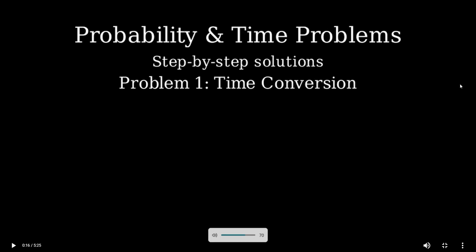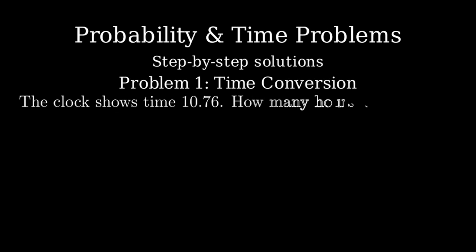A clock shows the time as 10.76. We need to find how many hours and minutes this represents. This is a common type of problem where we need to convert decimal time to hours and minutes. Let's visualize this with a clock face.